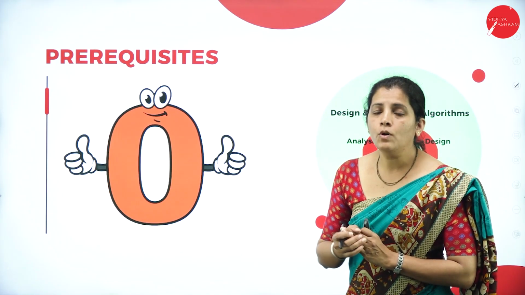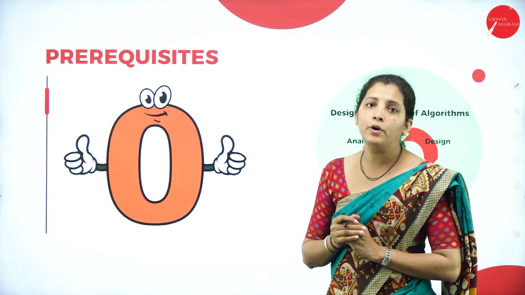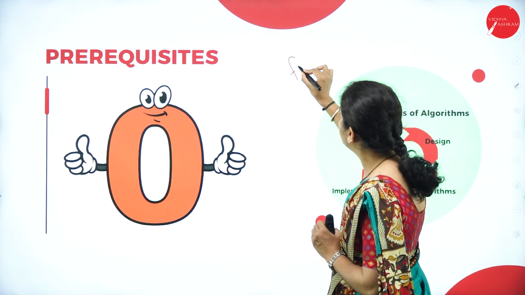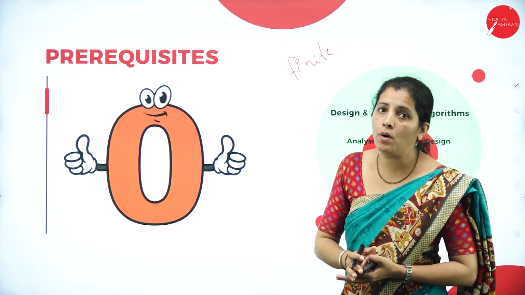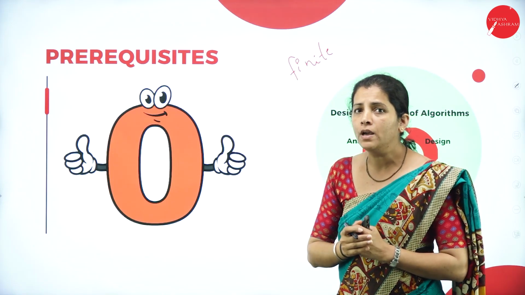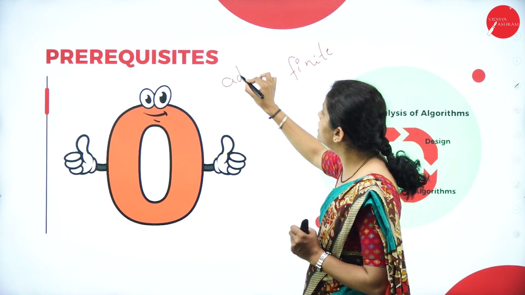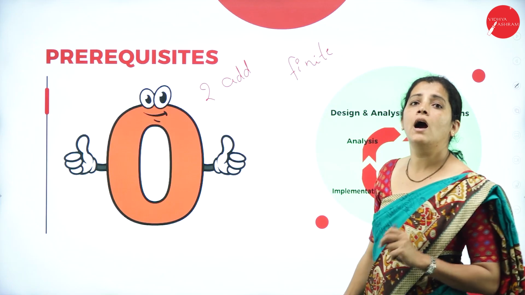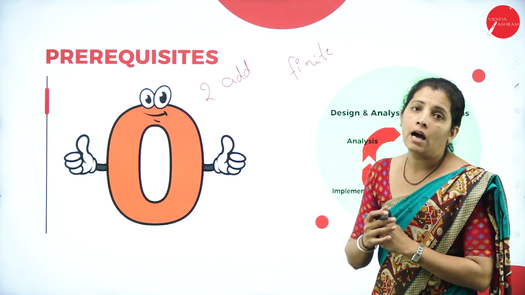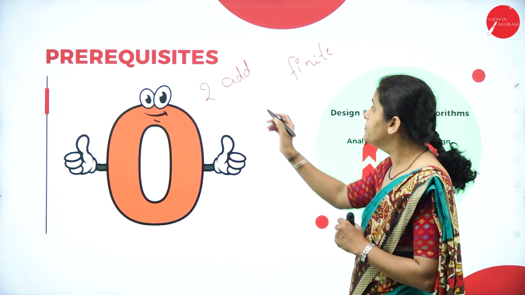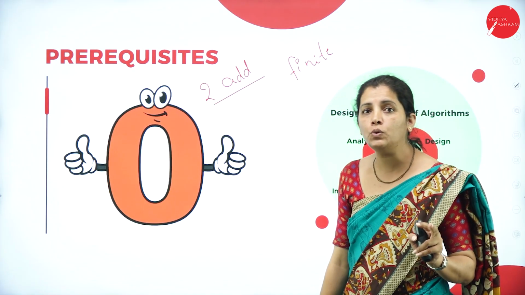Algorithm is nothing but a finite set of instructions used to solve a particular problem. Finite means I am going to tell exactly how many steps I require to solve the particular problem. Let me take a simple example: I want to add two numbers. My problem is to find the sum of two numbers, and for this I am going to write the algorithm.